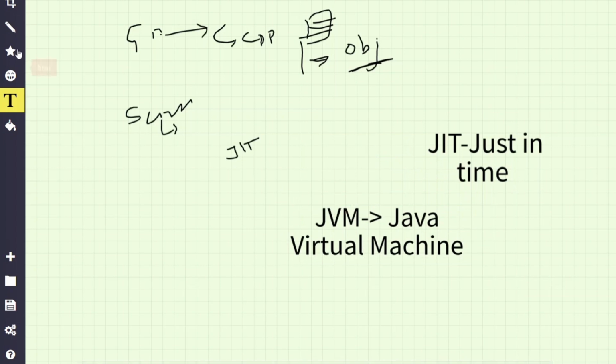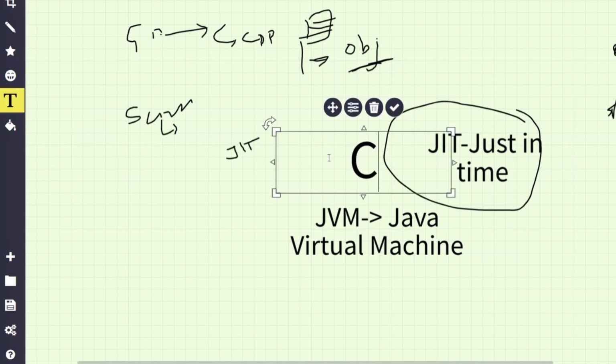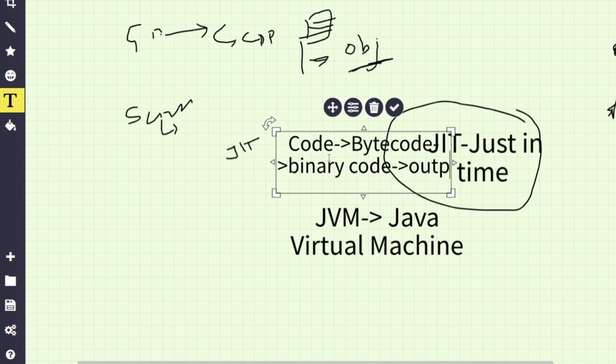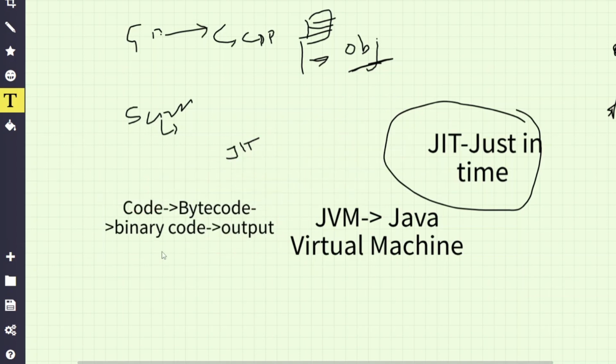In this just-in-time compiler, it will have code. When you want to convert the code, that code will first be converted to bytecode, then to binary code, and that binary code will give the output. So this is the general thing that we can explain: source code, bytecode, binary code, and output.